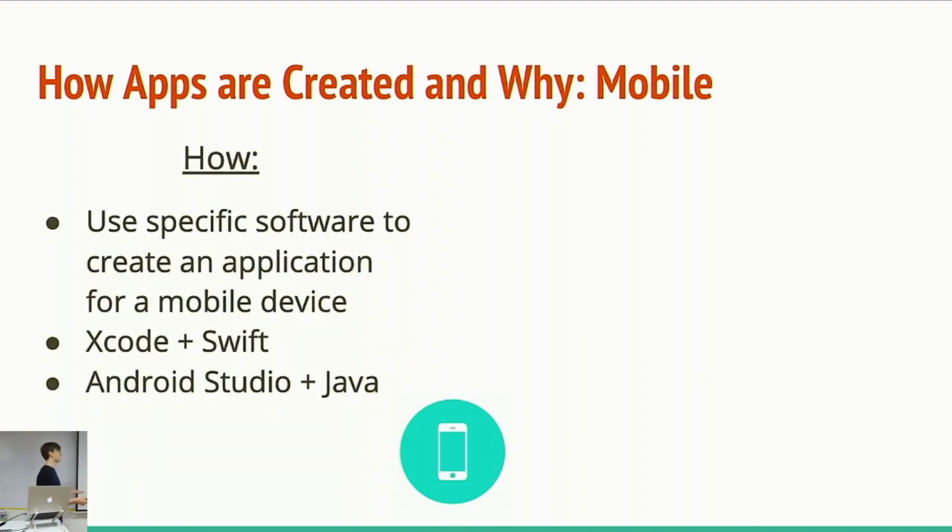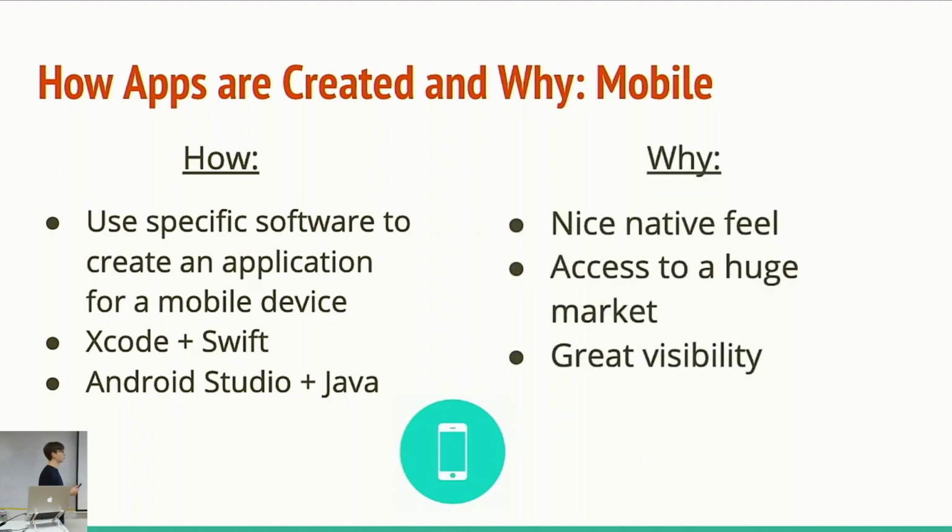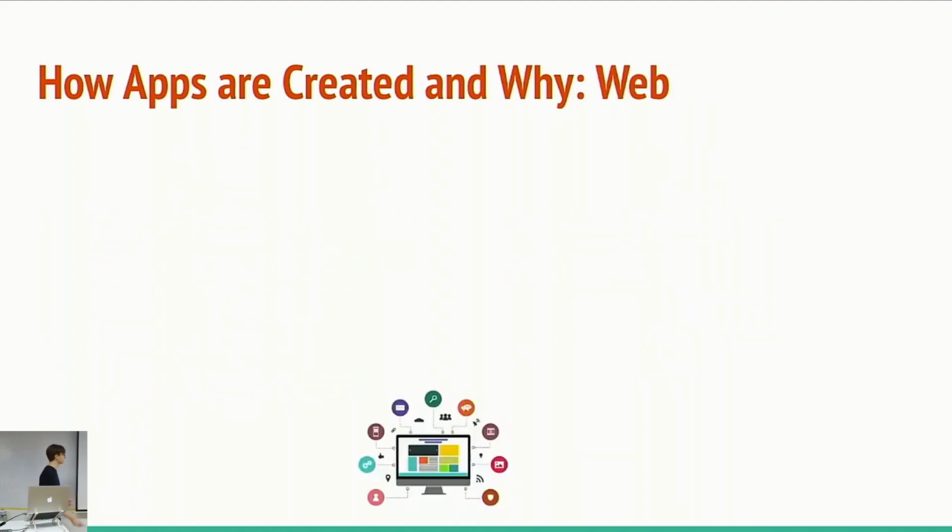So a mobile application, how is it made? Generally, you're using very specific software for a very specific platform. For an iOS app, you're going to be using Xcode and Swift. And for an Android app, you're using something like Java and Android Studio. So it's a very specific set of things. And why do people make a mobile application as opposed to something like a desktop application? It's got a really nice native feel. When you're opening it on the phone, it looks very nice and it's very easy to use. It has access to a huge market, so you're able to show it to anyone who looks at the App Store, which is pretty cool. It's great visibility, so everyone can see it.